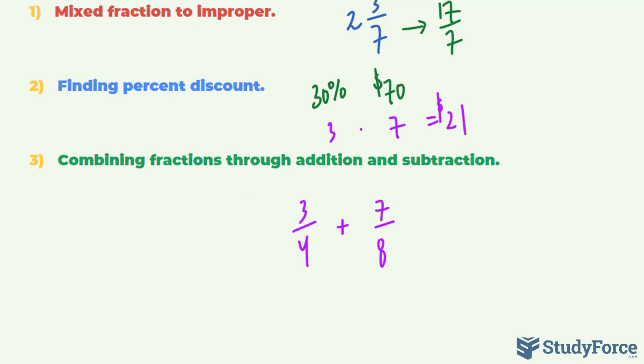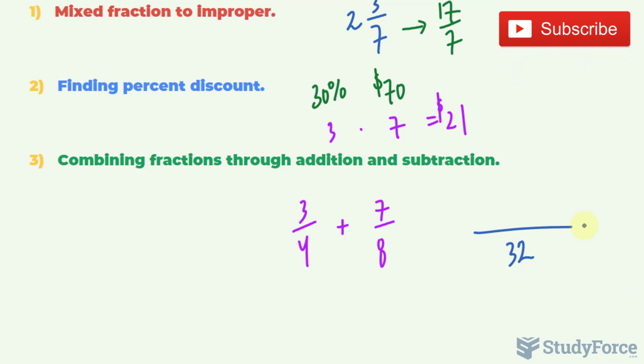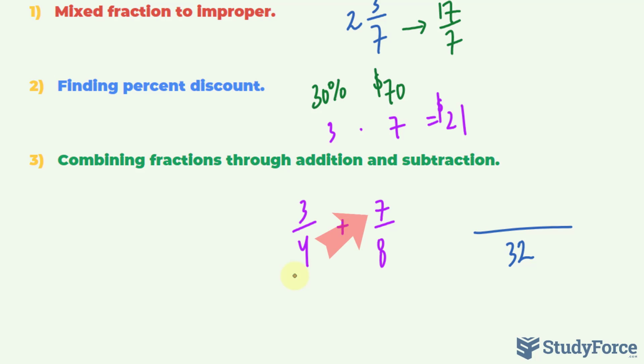To combine these fractions, you first start by multiplying the denominators. So 4 times 8 is 32. Once you find your common denominator, you'll put a line that represents the fraction symbol. And now you'll do the following. You take the denominator of one of the fractions and multiply it to the opposite numerator.